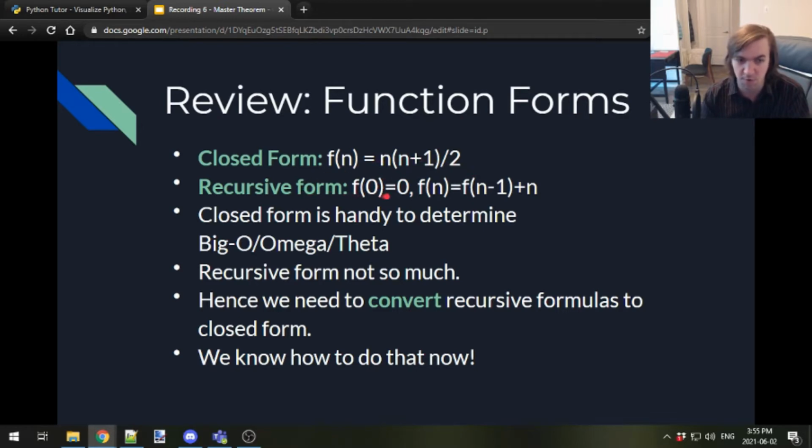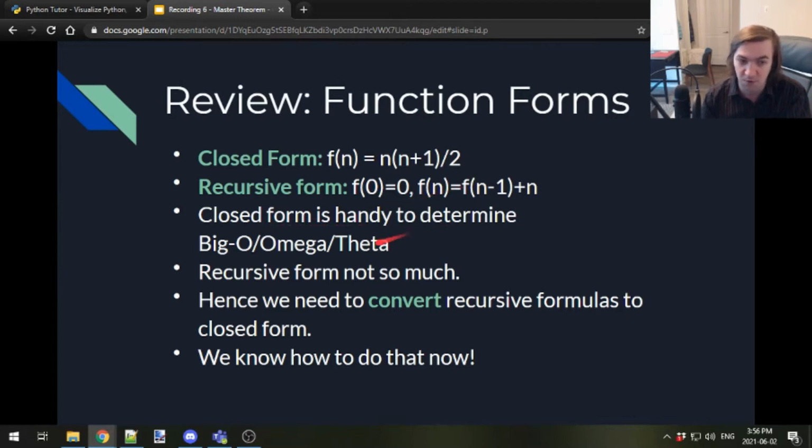A recursive form is one that relies on the recursive function itself in order to determine what it is. So a recursive form could be f of 0 is 0, f of n is f of n minus 1 plus n. And this is recursive because I don't know what f of n minus 1 is. I can't compute it directly.